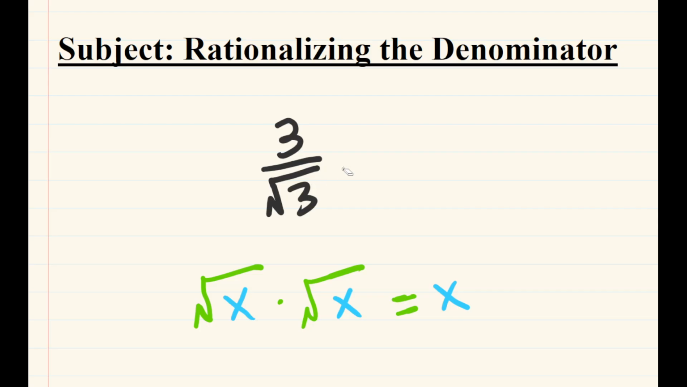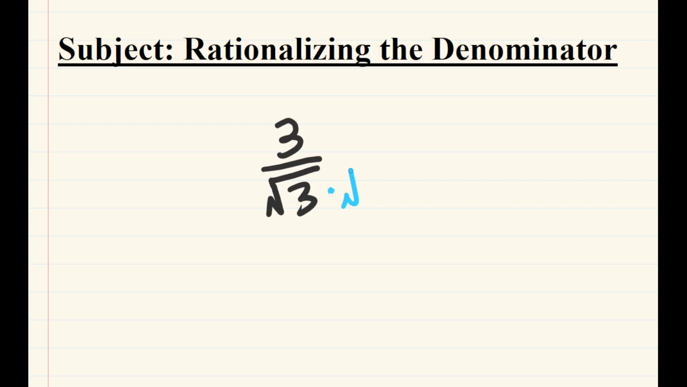So how do we use this to rationalize the denominator? Well, what we can do, let me erase these, is this: I know that if I multiply radical 3 by radical 3, then I will get 3 in the denominator. Perfect, but we can't just multiply the denominator by radical 3. If we do that, we also have to multiply the numerator by radical 3. So, no problem, we're going to multiply the top and bottom by radical 3.